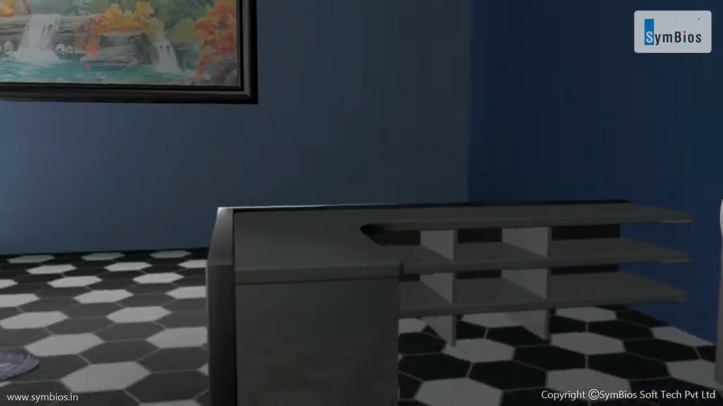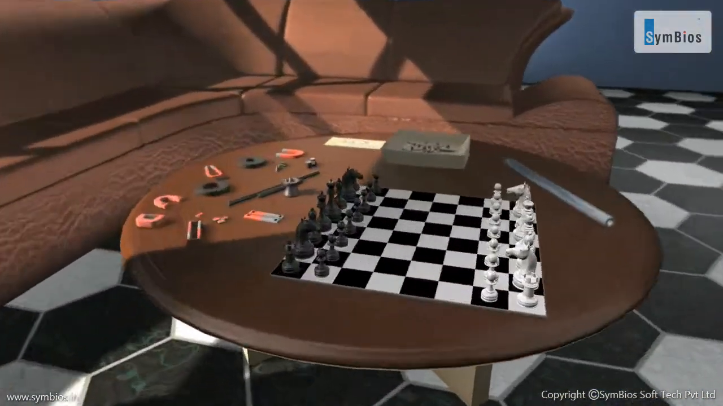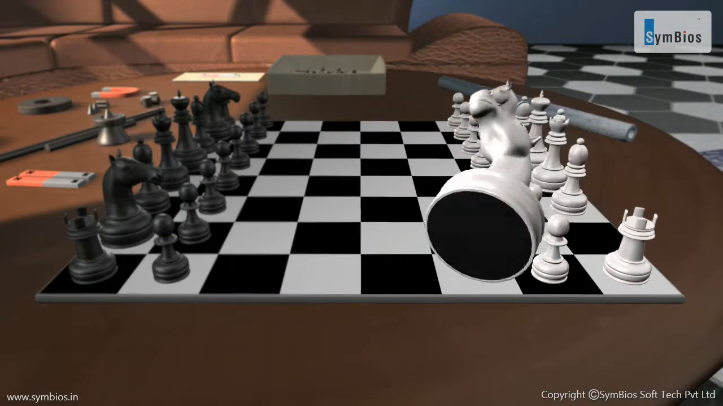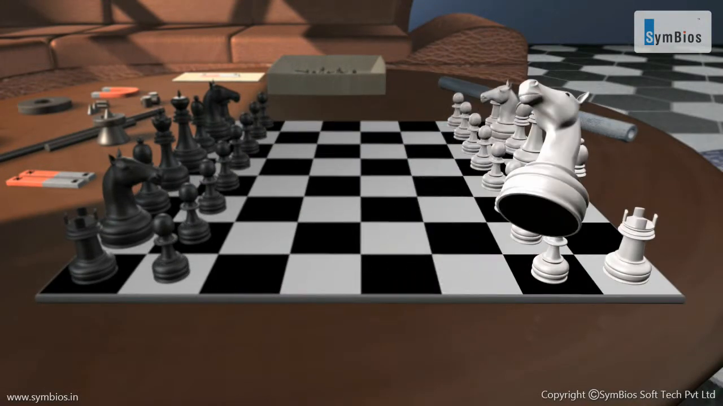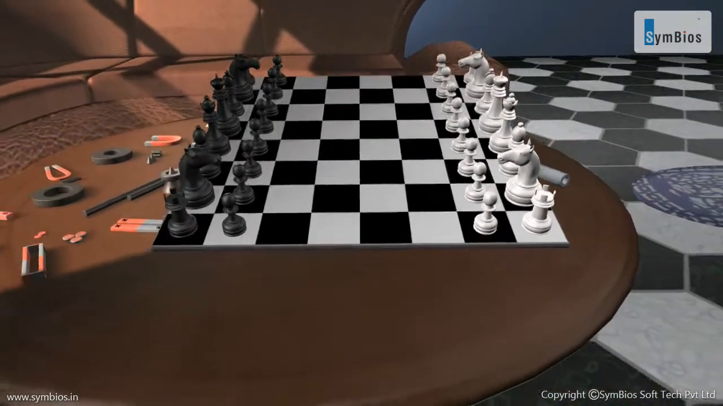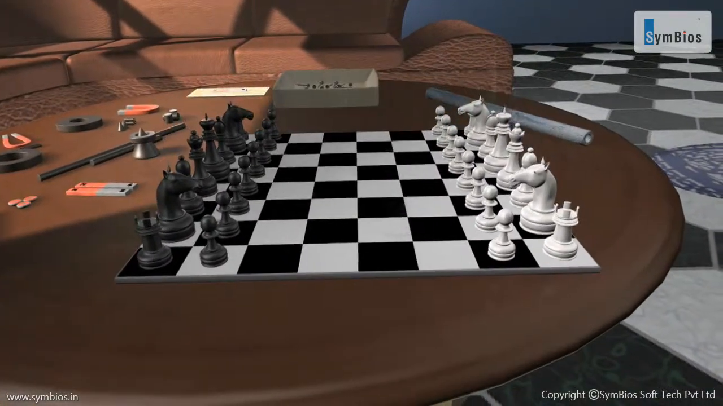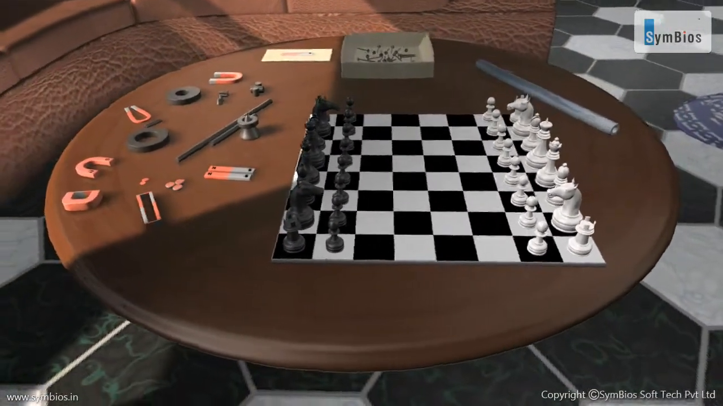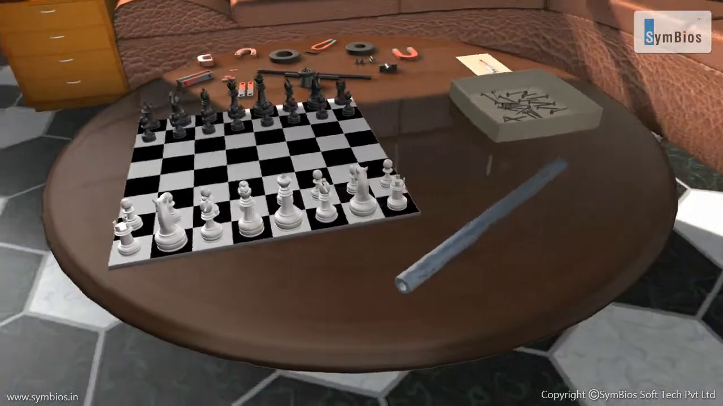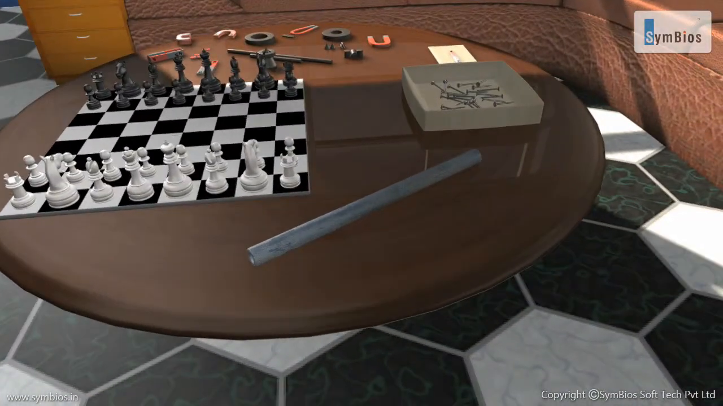You must also have seen magnetic chessboards. Here, the coins stick to the board and allow us to play even when we travel. Let us learn more about magnets and their properties. Why do some materials behave as magnets?